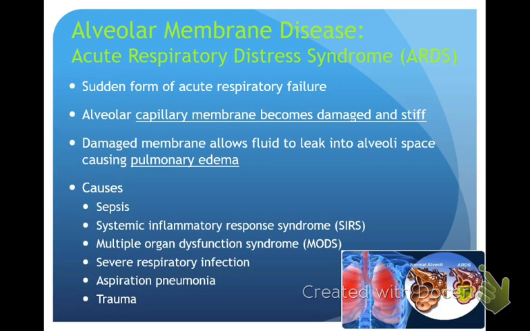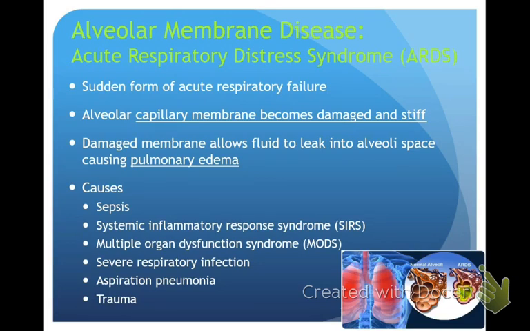Well, this damaged membrane, as it becomes damaged and stiff, first, you stop oxygenating because nothing can get through this stiff membrane. So maybe your alveoli are completely open. So let's take this picture at the bottom here.